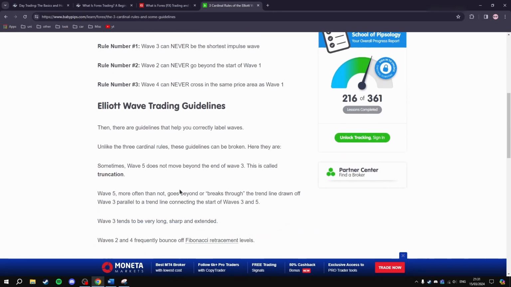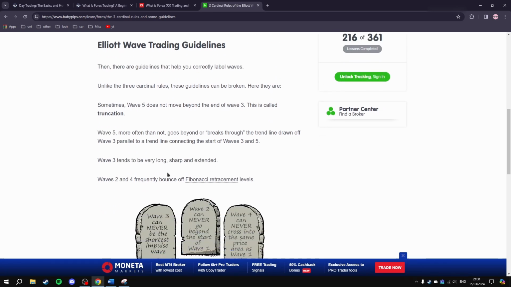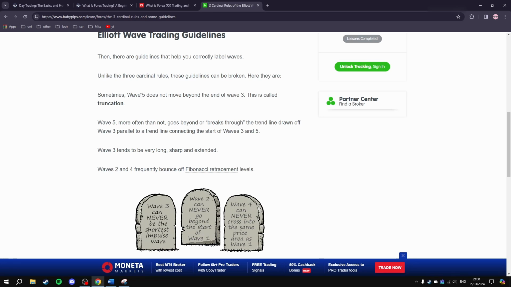Elliott wave trading guidelines. Then there are the guidelines that help you correctly label waves. Unlike the three cardinal rules, these guidelines can be broken. Here they are. Sometimes wave 5 does not move beyond the end of wave 3. This is called truncation.